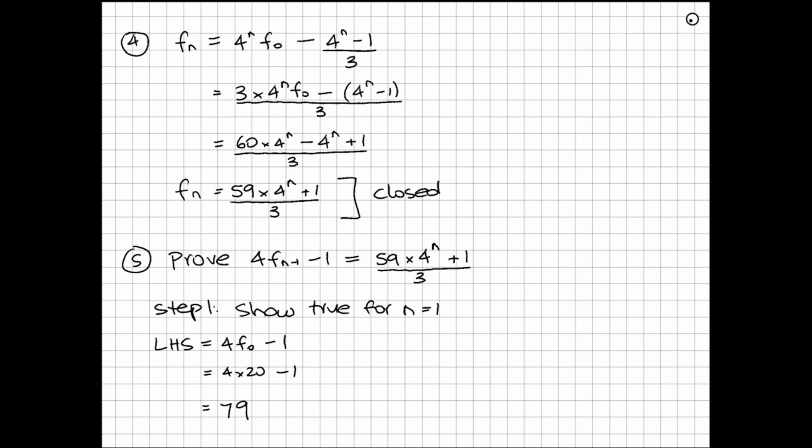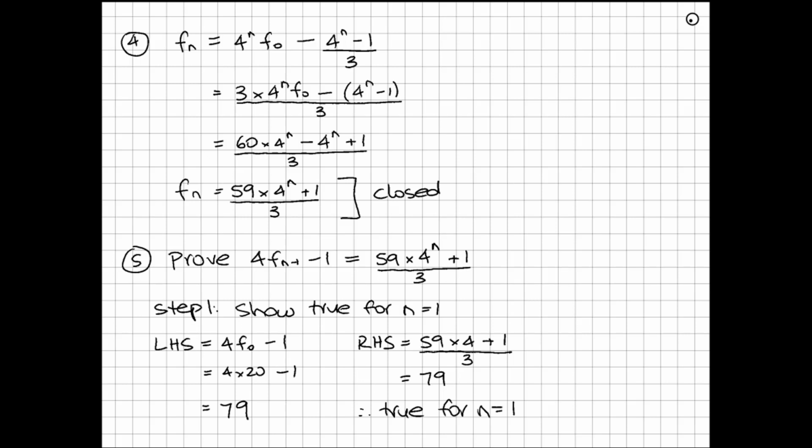The right-hand side would be 59 times 4 plus 1 on 3. I'll need to use my calculator for this, so I'm just going to plug this in. We get 59 times 4 plus 1 is 237, divided by 3 is 79. So that's good. We can say, therefore, this is true for n equals 1.